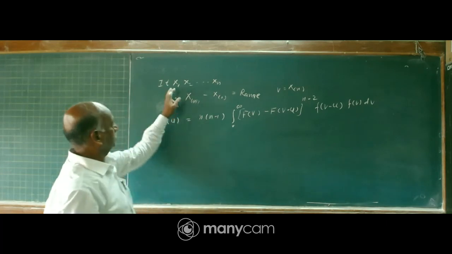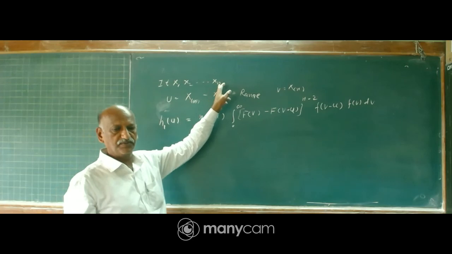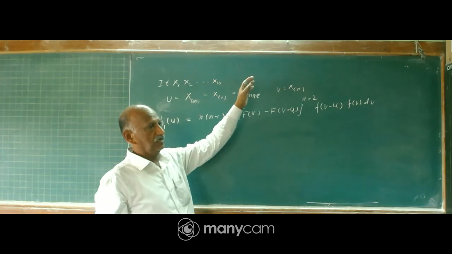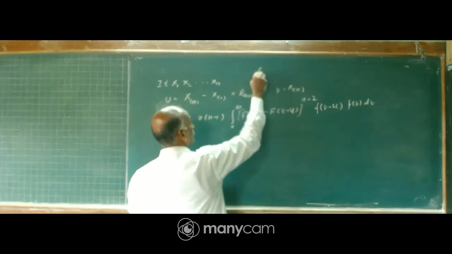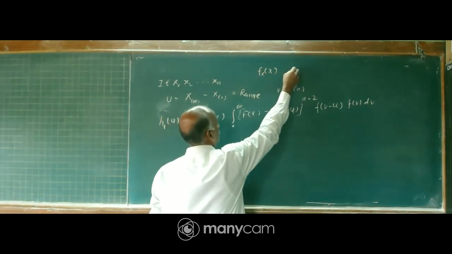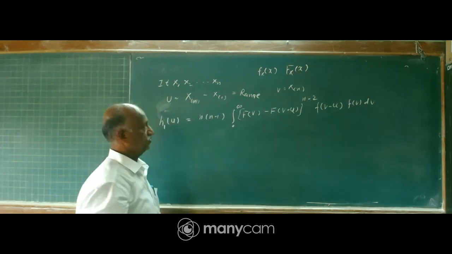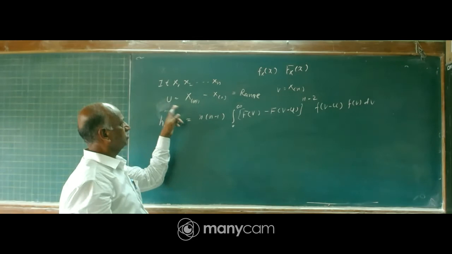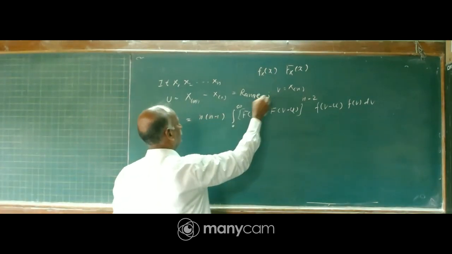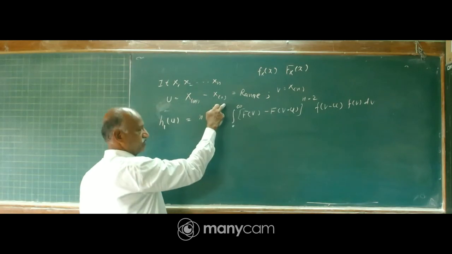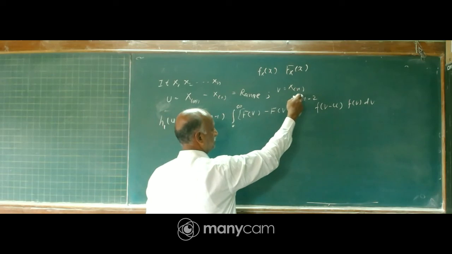Now, if x1, x2, x3, ..., xn is a random sample of size n drawn from independent identically distributed random variables having PDF f(x) and CDF F(x), then let us define u is equal to x order n minus x order 1. This is the definition of range, maximum minus minimum. So this is our u, and v is equal to the maximum, x order n.